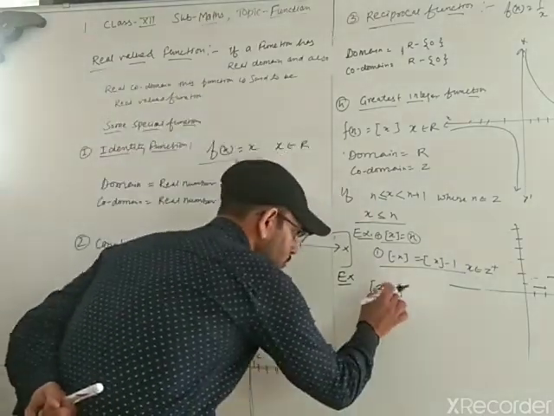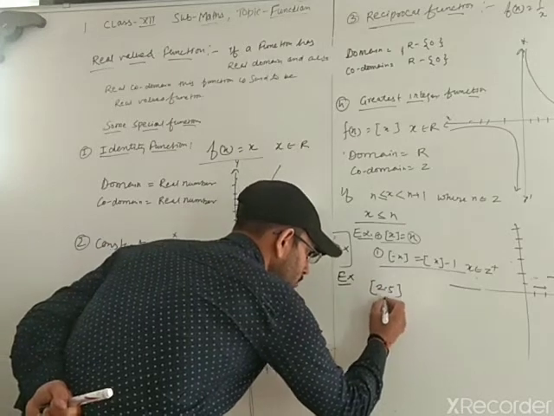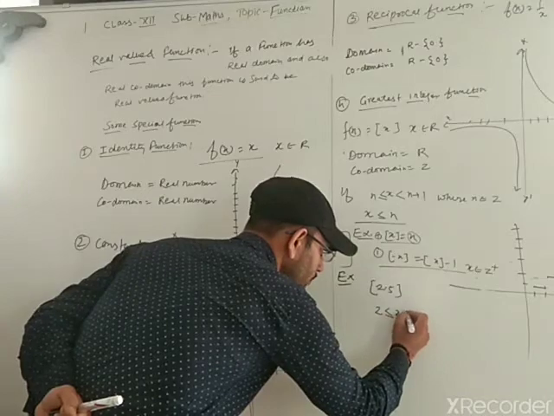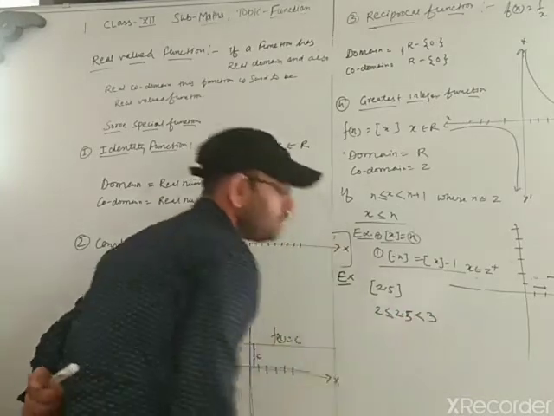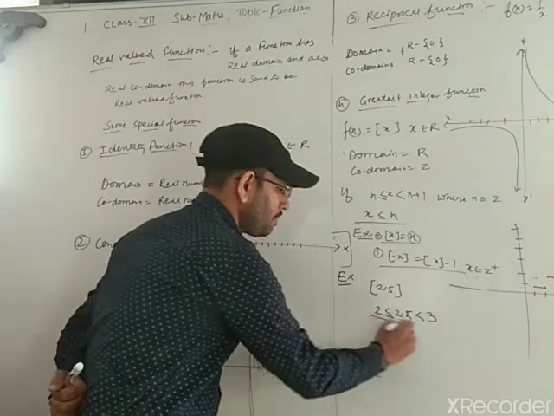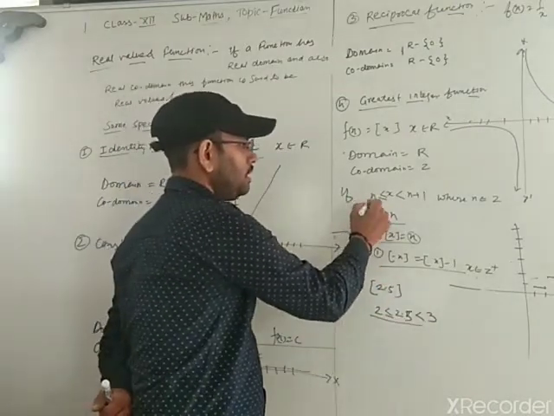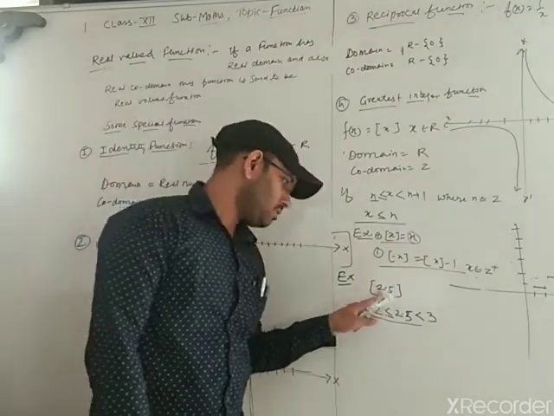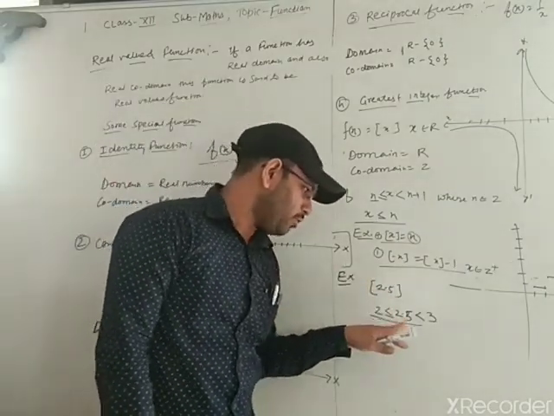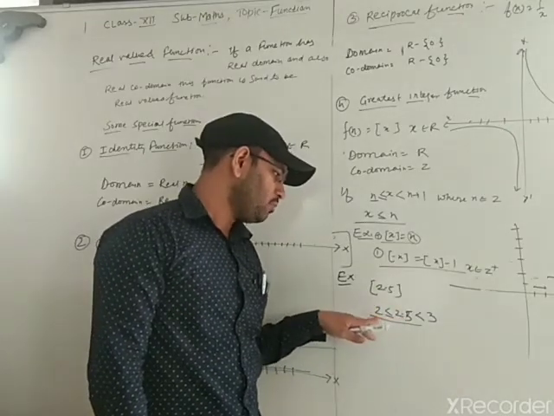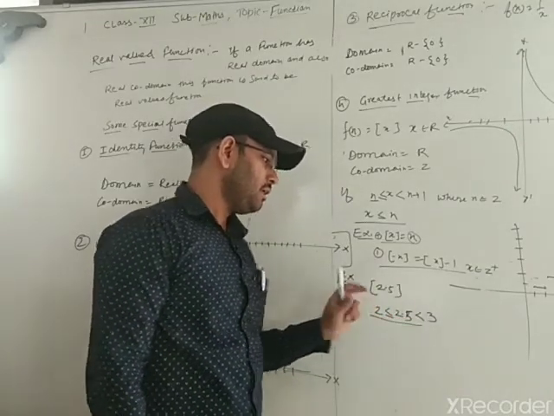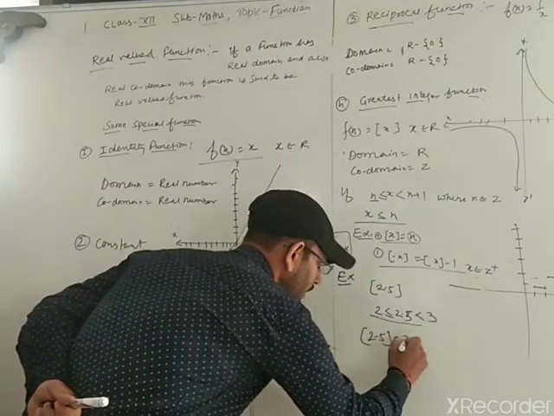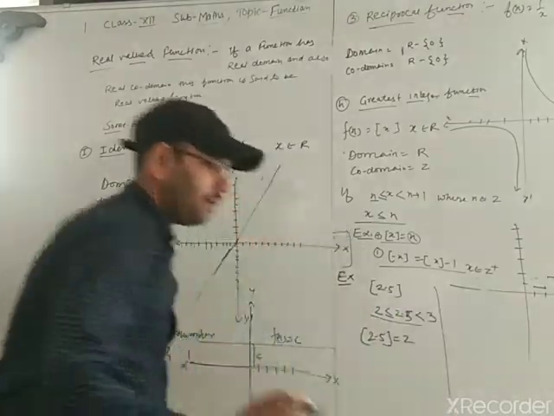First of all, just look at that: 2.5 is greater than or equal to 2 and less than 3. So according to this, you will get the answer 2. Clear? You have a question given 2.5, and 2.5 is greater than or equal to 2 and less than 3. So your answer is: greatest integer of 2.5 is equal to 2. I hope it is clear to you.